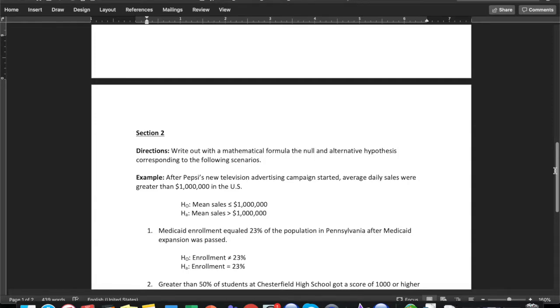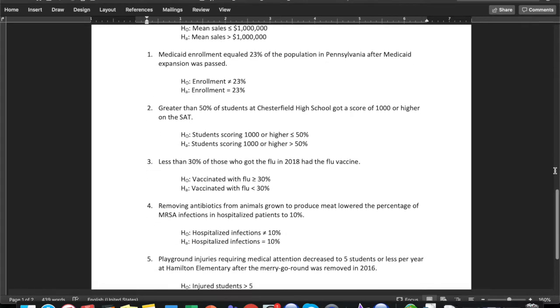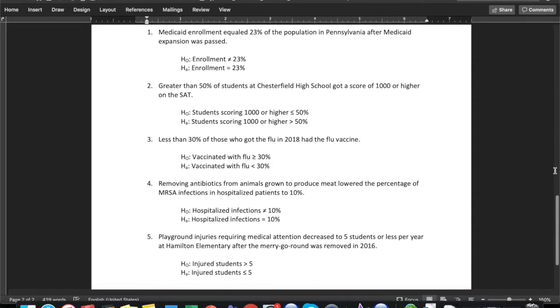Medicaid enrollment equaled 23% of the population in Pennsylvania after Medicaid expansion was passed. The enrollment was not 23% versus the enrollment was 23%.